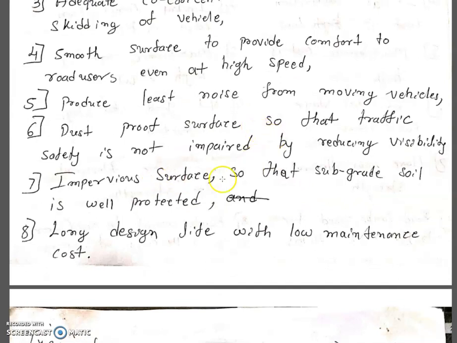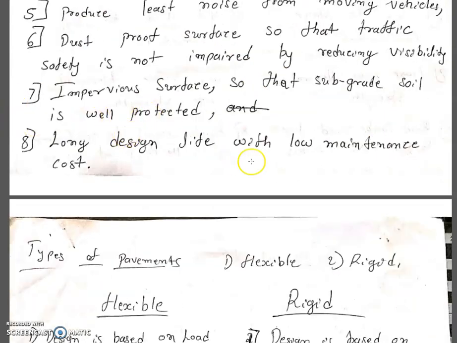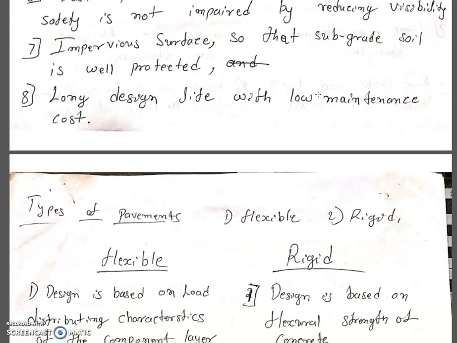Water resistance, impervious surface. Your surface should be impervious. If water deteriorates the subgrade soil, or if water penetrates to the subgrade layer, then your pavement will be gone. Long design life with low maintenance cost. That is, it should be cheaper and it should be sustainable for longer life.